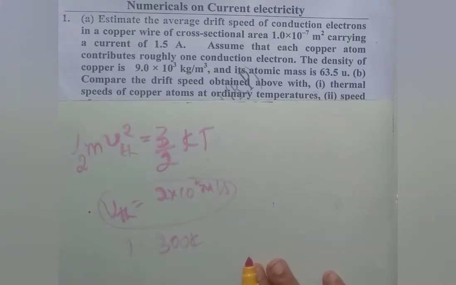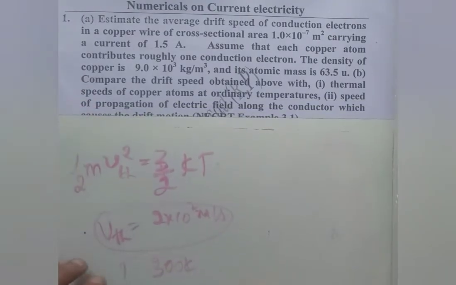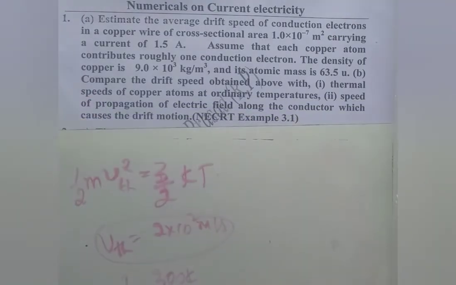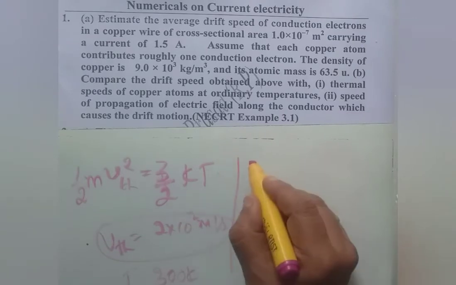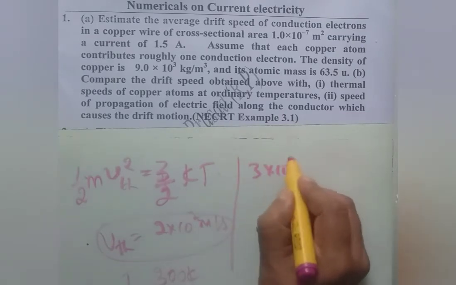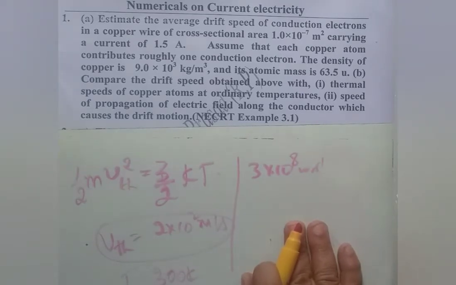So with this, the last bit: speed of propagation of electric field along the conductor, which causes the drift motion. Speed of propagation of electric field is almost instantaneous. That is, it travels with the speed of light. Therefore, the speed of propagation of electric field is around 3 into 10 raised to 8 meter per second. That is the speed of light, and it is very large compared to the drift motion.